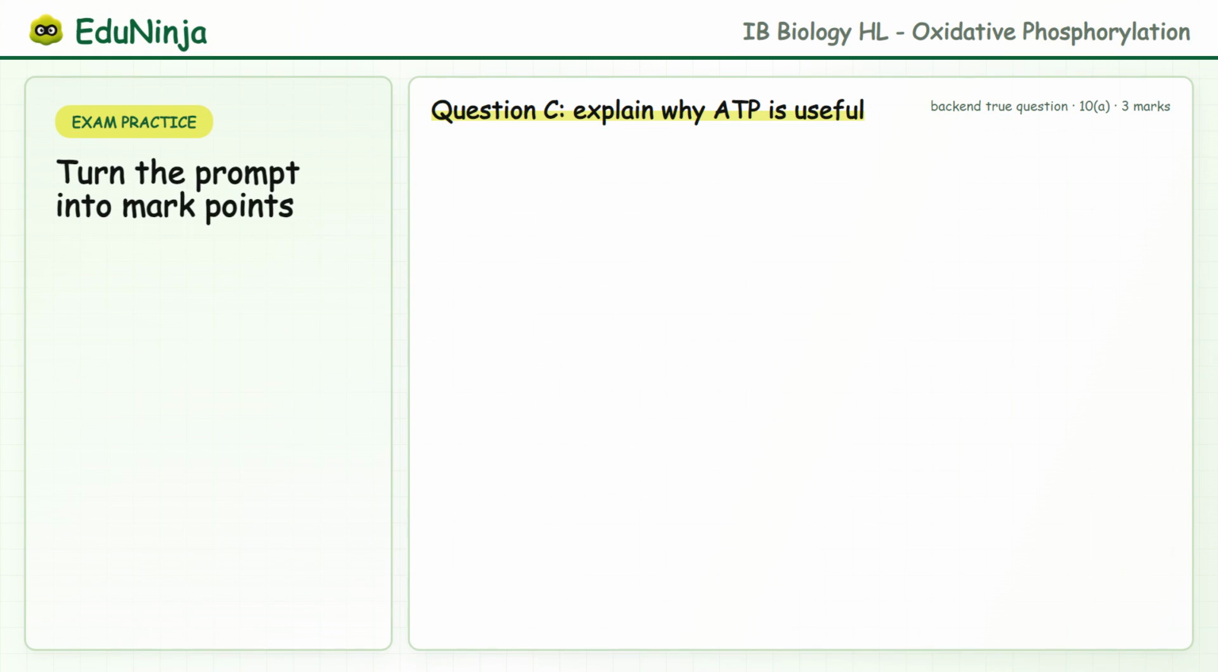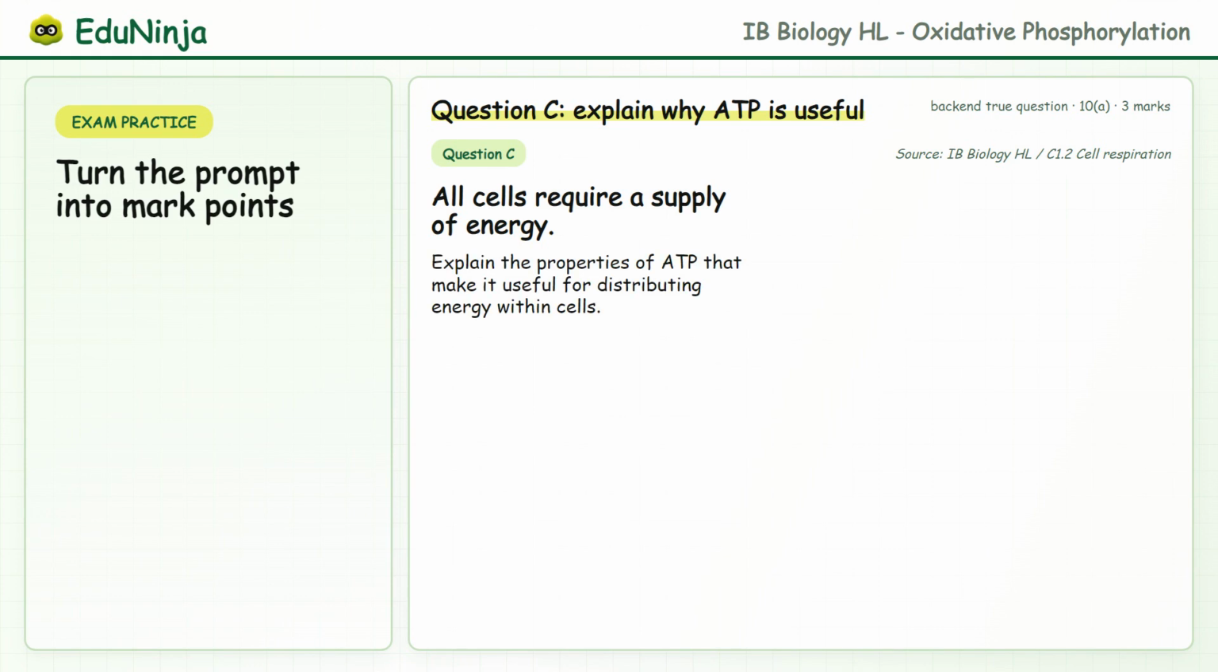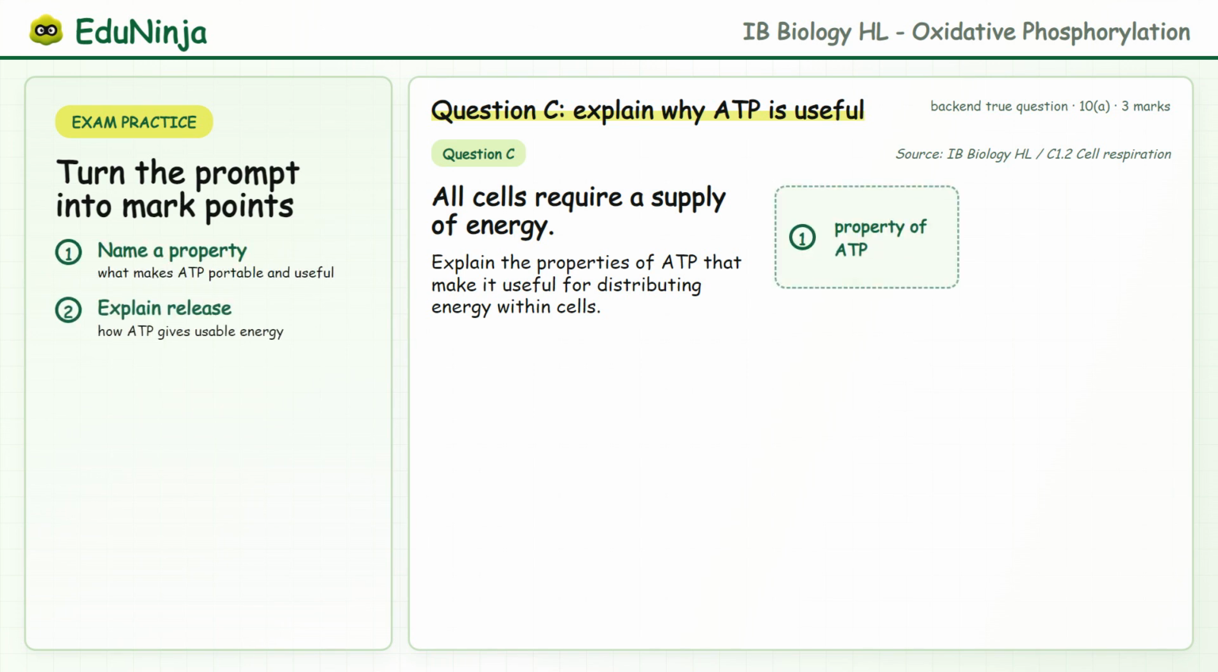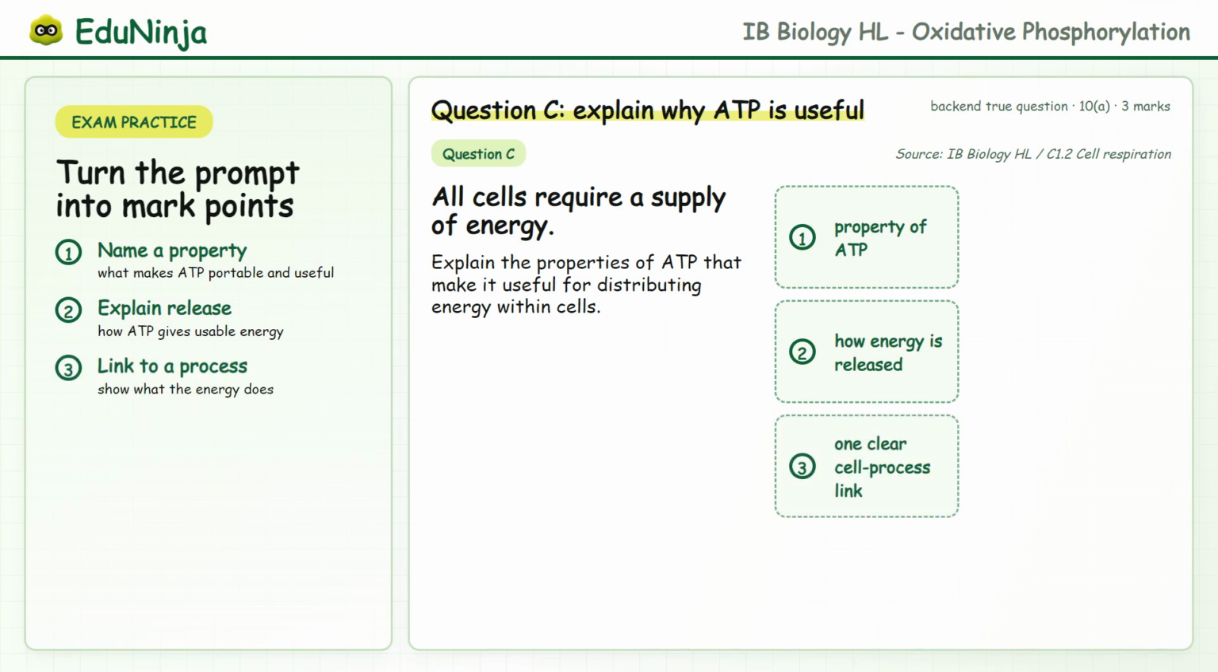Question C is a 3-mark explain question. All cells require a supply of energy. Explain the properties of ATP that make it useful for distributing energy within cells. For this kind of answer, build 3 mark points. First, name a property of ATP. Second, explain how energy is released. Third, link ATP to a clear cell process.